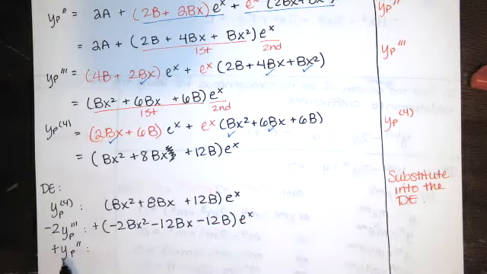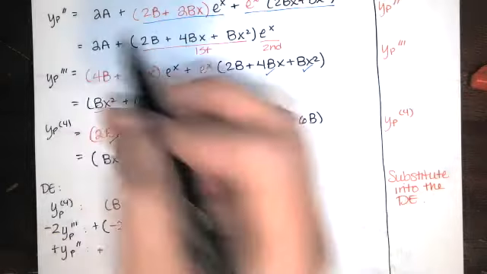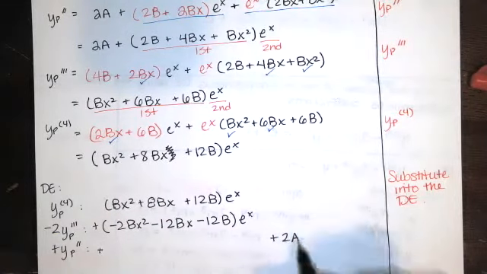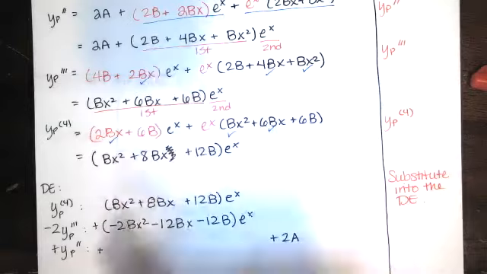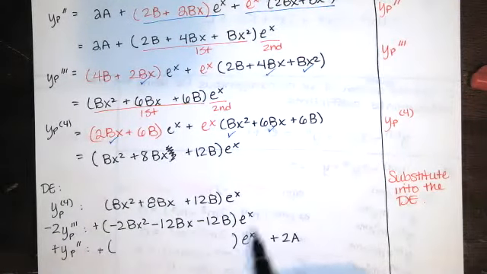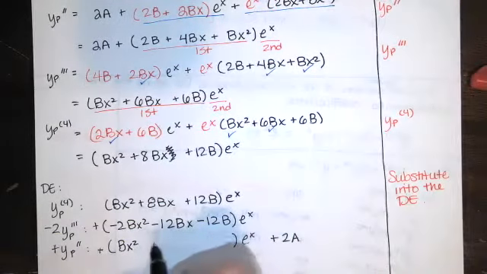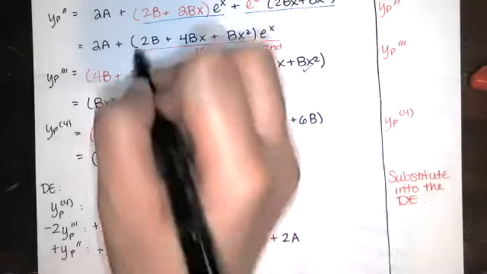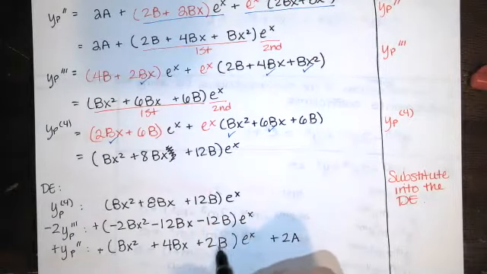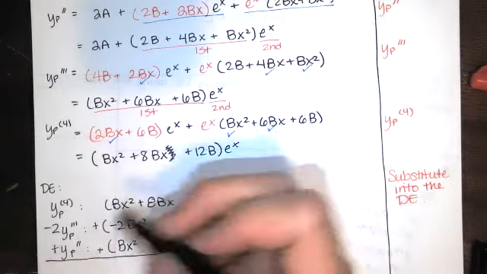And then I want y sub p double prime, which is right here. So we're adding that 2a, which is its own thing, so it goes in its own column. And then I've got this guy, I put it in a different order, so I'm going to change the order a little bit now. Well, my x squared term is bx squared, my x term is 4bx, and my constant term is 2b. I'm going to add like terms in columns.